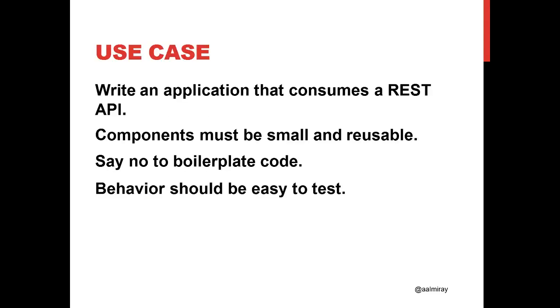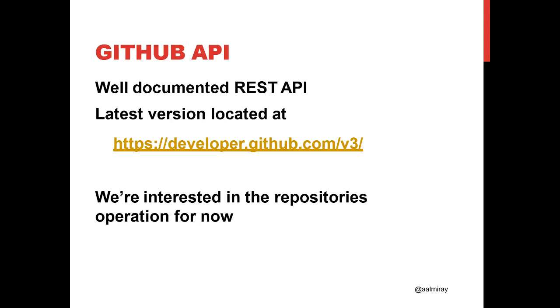This is the application that I want to build. In order to do this, we have to know which REST API we're going to use, and in this case it is the real GitHub API version 3. You can get it from that particular URL.